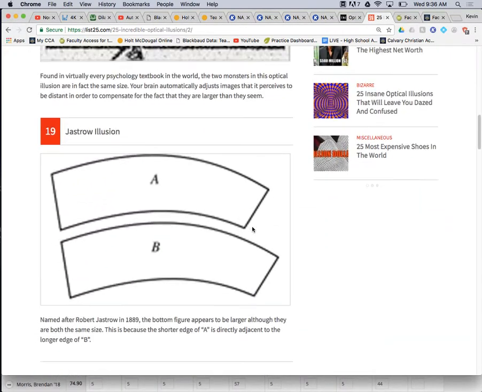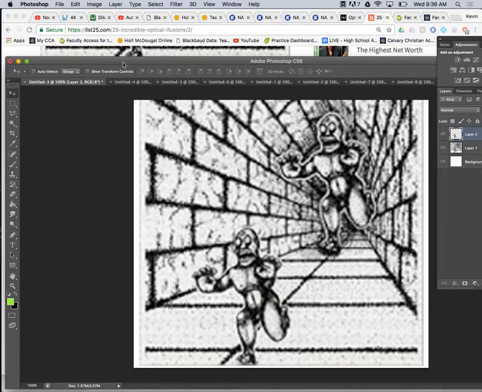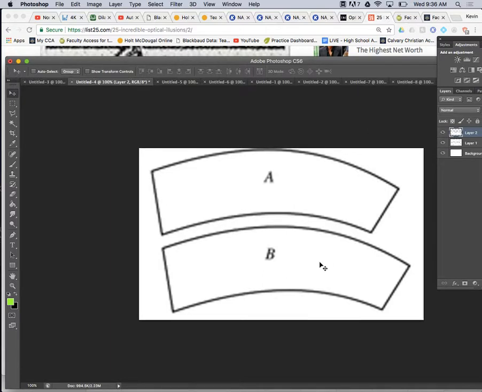This one, which one is bigger, A or B? Definitely B, right? A or B, which is bigger? They're the same. They're the exact same. It looks like B is definitely bigger, but the reality is B is exactly the same as A.